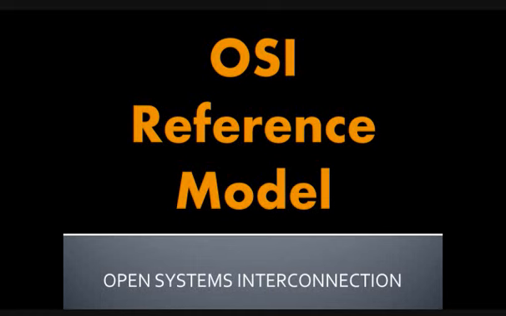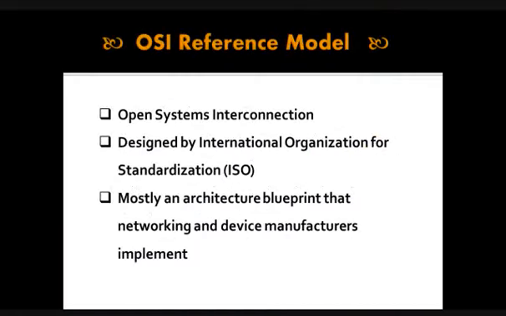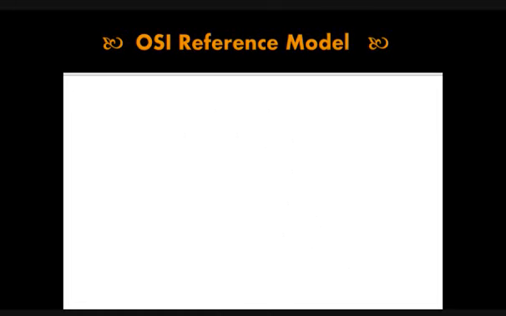To start with, let's find out what the OSI model means. OSI stands for Open Systems Interconnection. It is a networking reference model defined by the International Organization for Standardization, or ISO, to organize networking of devices from different vendors. The OSI reference model is mostly an architecture blueprint that networking and computer device manufacturers implement.